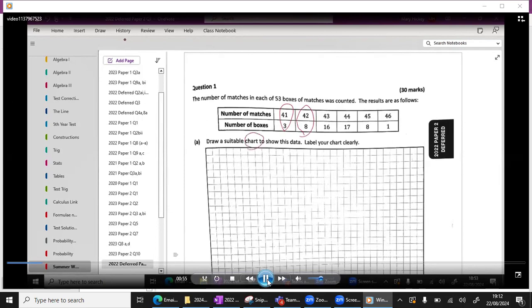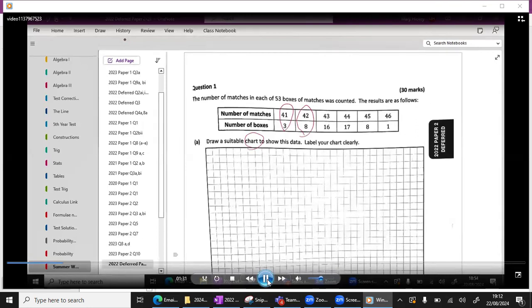Now, when you think about a chart, we've had things like pie charts, bar chart, histogram, stem and leaf, scatter plot. But here we have number of boxes, which is numerical discrete, and number of matches, which is also numerical discrete. Whole number answers, something we can count. So for that reason, I'm being pointed towards bar chart.